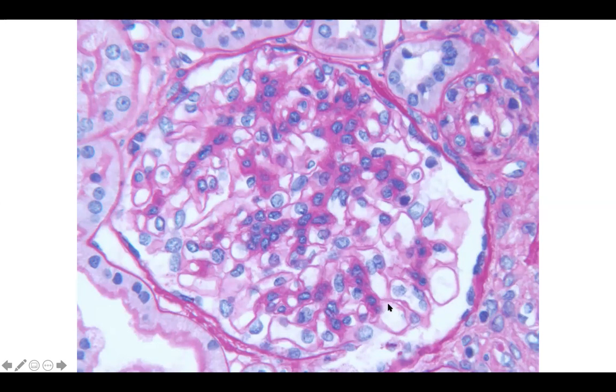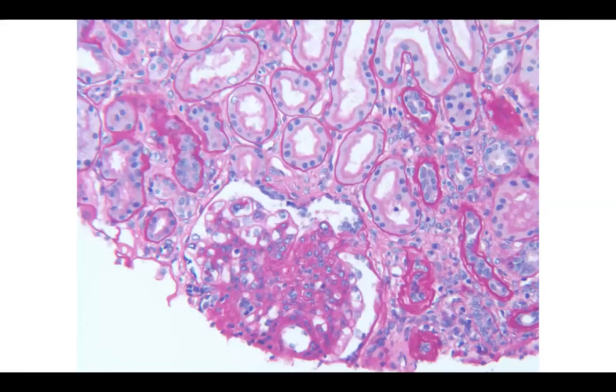I'll show you a picture later on. I have another case with endocapillary proliferation. All right, what do we have here? I think this is a different biopsy. I just pulled it out to show you the example. So what are we looking at here? If this was an IgA nephropathy patient, what are we looking at?